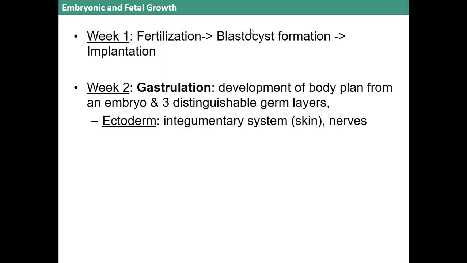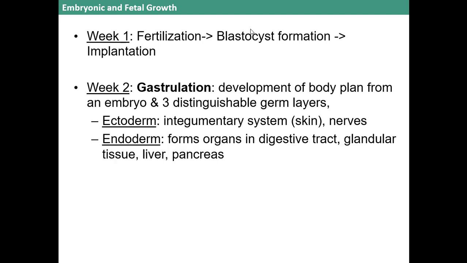Initially, they're identified as ectoderm. That's the integumentary system, skin, nerves. The endoderm forms organs of the digestive tract, glandular tissue, like the liver and the pancreas. And the mesoderm is going to develop into muscle, bone, and blood. So let's take a look at what's occurring during this process of gastrulation.